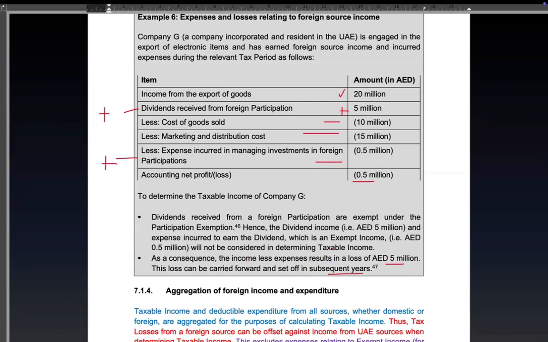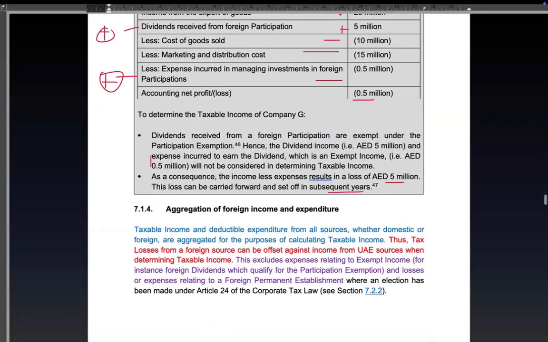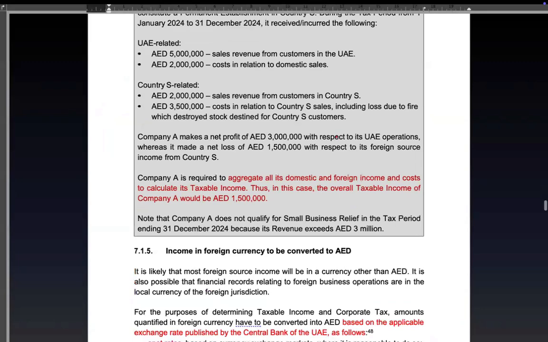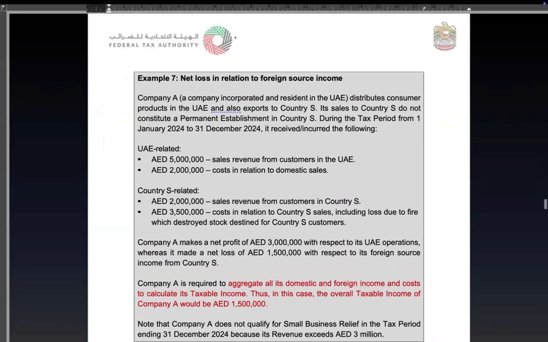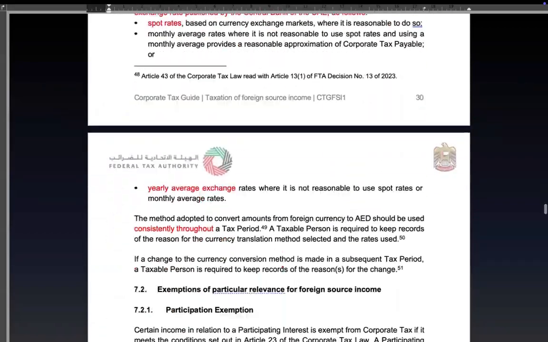You can go through this. So foreign participation exemption, expenses, dividend, the same thing they have highlighted. If you're not considering income, you should not consider expense as well. Remaining, you need to calculate how much is your loss. Whatever is your loss, you can carry forward based upon the general principle. This is aggregation of local income and foreign source income. Aggregated domestic and foreign cost calculated, and this is a generic thing that I'm not going through.